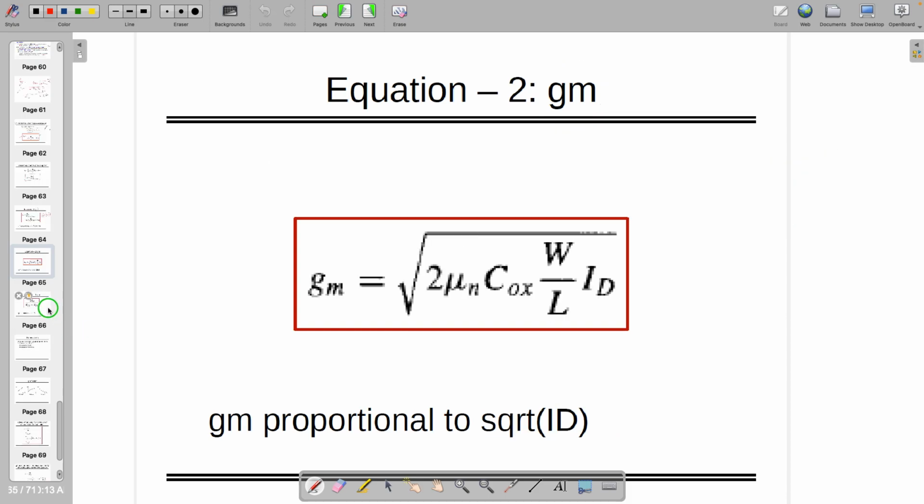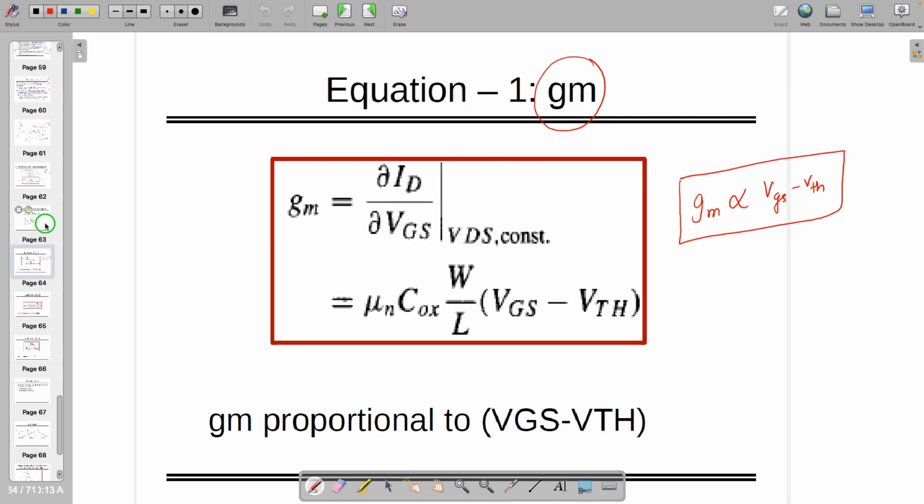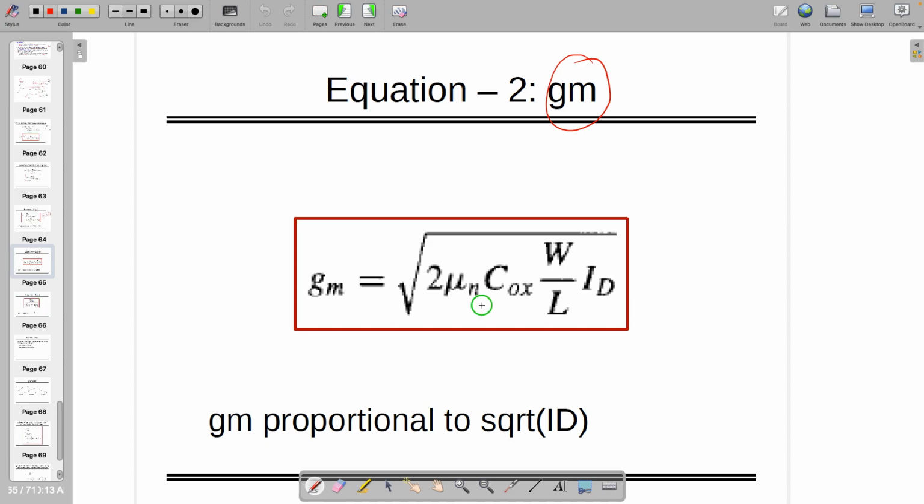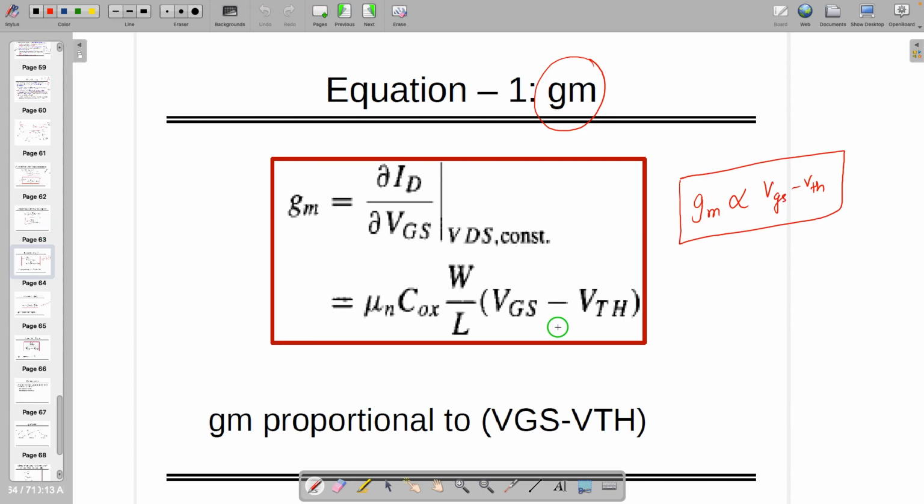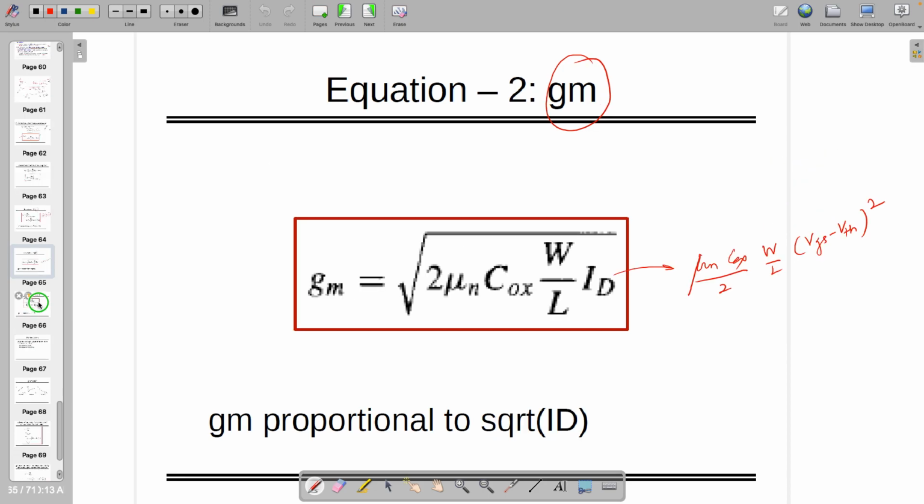Okay, same equation, but I'm writing it in a different way. I'm calling that 2 mu on C ox W by L times ID. ID is nothing but the same equation, written in a different way. If you look at this equation, it looks alike to this one. We are doing it purposefully just to make sure that GM becomes, in this case, proportional to square root of ID.